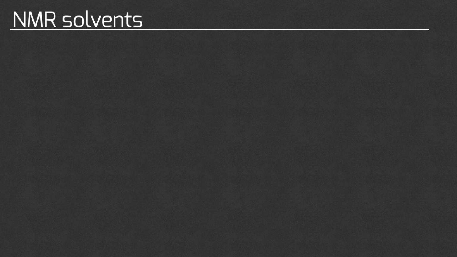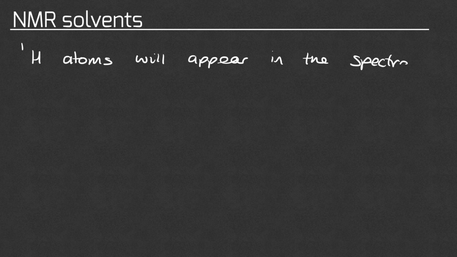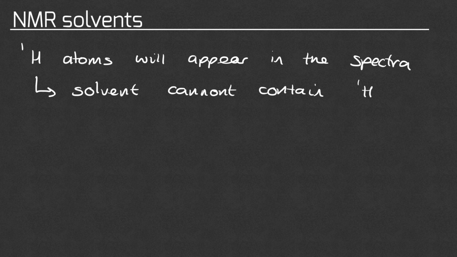Before we look at the different environments within a molecule and the spectra they generate, we need to look at what solvents we can use to dissolve that sample in to place it in the NMR machine. In A-Level Chemistry, we're looking at hydrogen NMR or carbon NMR. This means that any hydrogen atoms will appear in the NMR spectra. Therefore, it's important that the solvent we use doesn't contain any hydrogen atoms, as you would only see the result of the solvent hydrogen and not your sample.